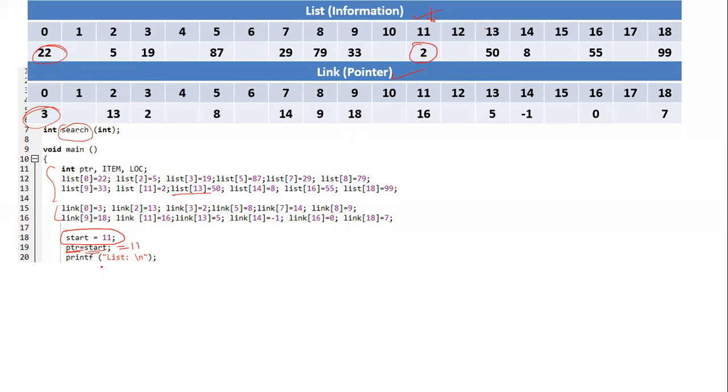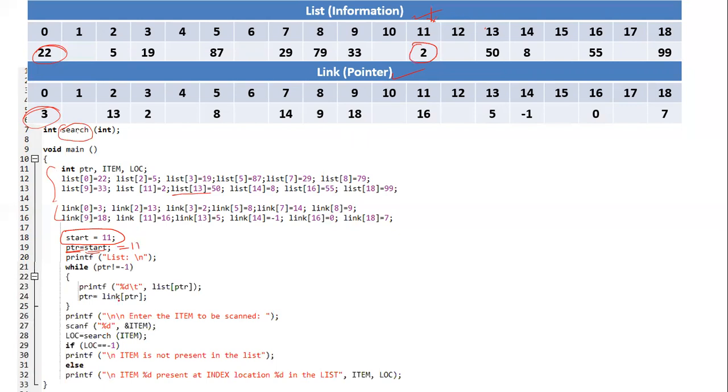Okay. So first, what we'll do is print, using this loop, the list on the screen. That is, as long as PTR is not equal to -1, we will get the information and display it on the screen. That is only for our convenience. Next, we take the item from the user, and then in order to search it, we call the search algorithm.